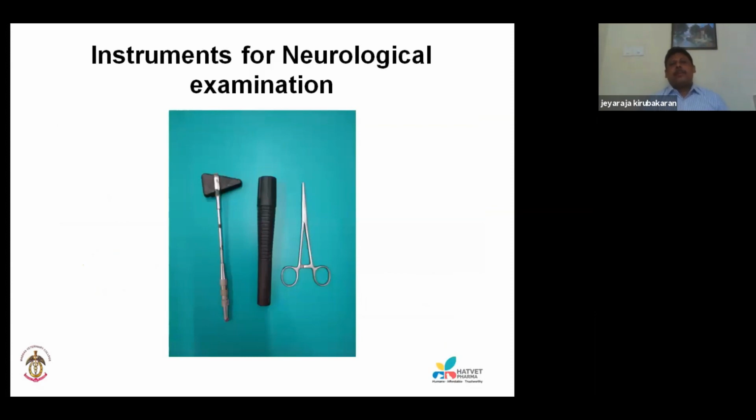Okay, coming to the neurological examination, these are some of the instruments you need. You need this hammer, you need the hemostat, and also a powerful light source like this.